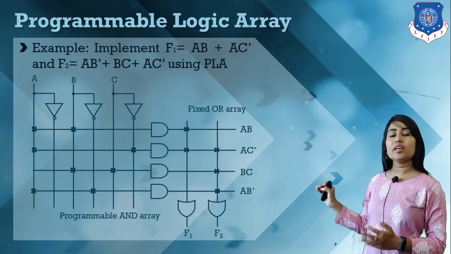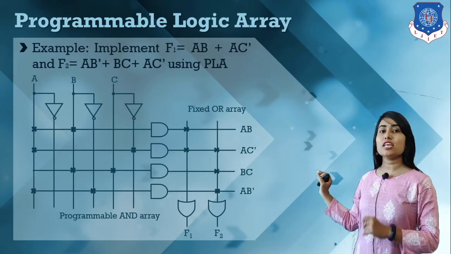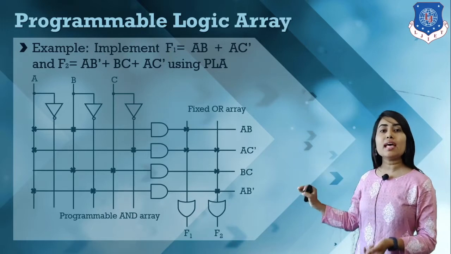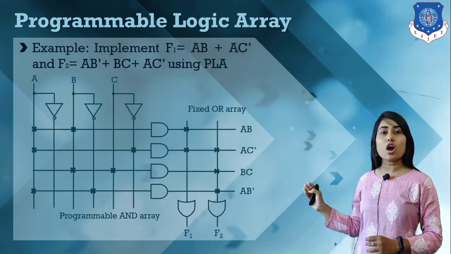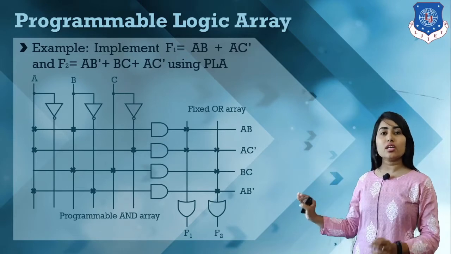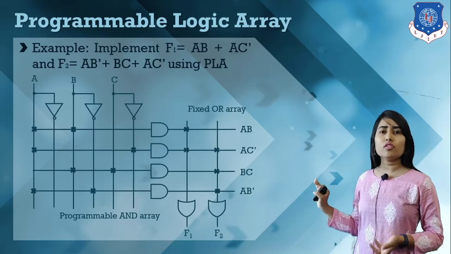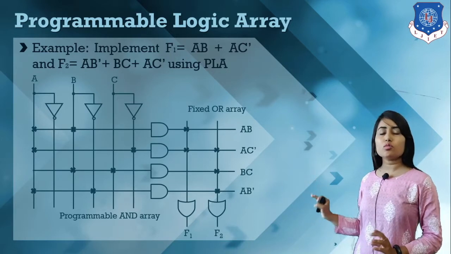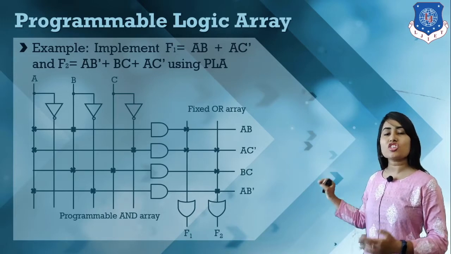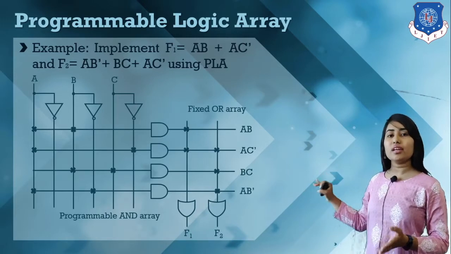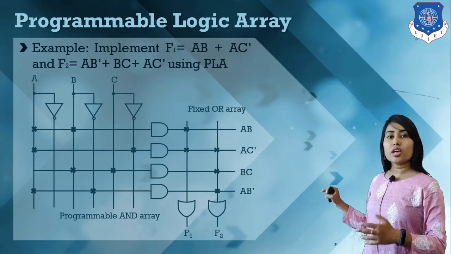Now here we have F2 equals AB dash plus BC plus AC dash. Here we have a common term between F1 and F2, AC dash, so it will be generated only one time. Here AC dash is generated, so we just have to implement AB dash and BC. We generate AB dash and BC, and we apply these three product terms to F2.